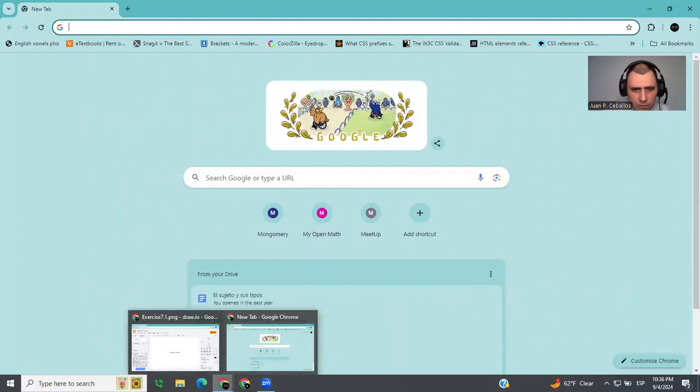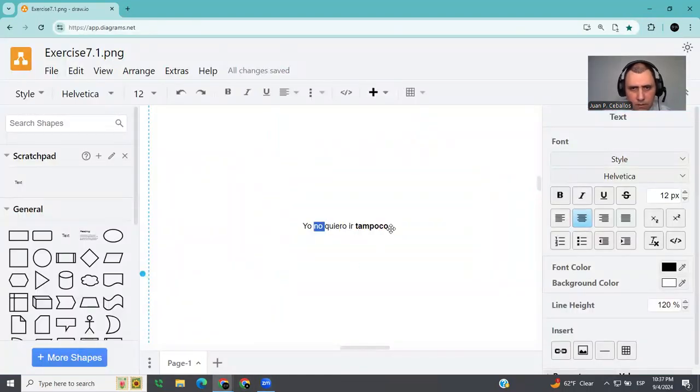I open a new window and we'll be here. Okay, yo no quiero ir tampoco. That's double negative. But with this one, you can also use one negative if you use it before the verb. Example, yo tampoco quiero ir.